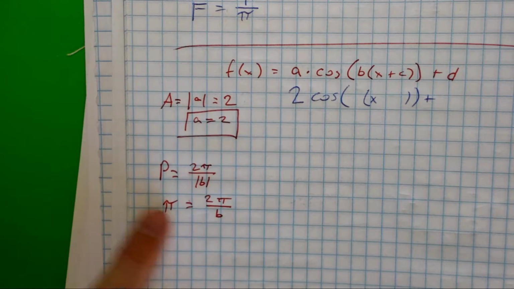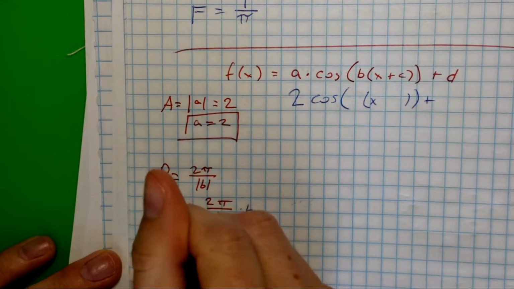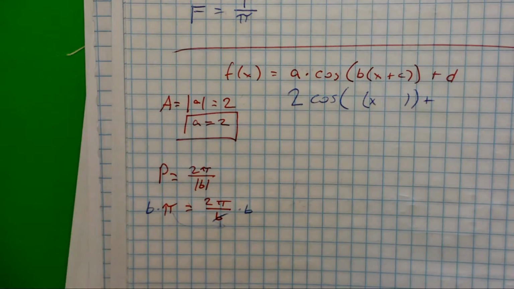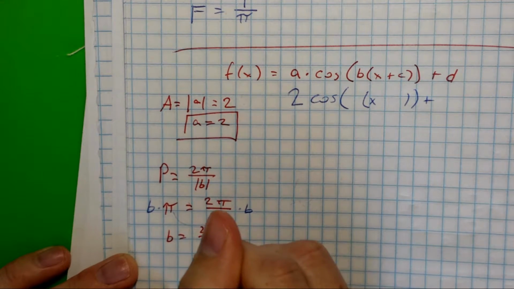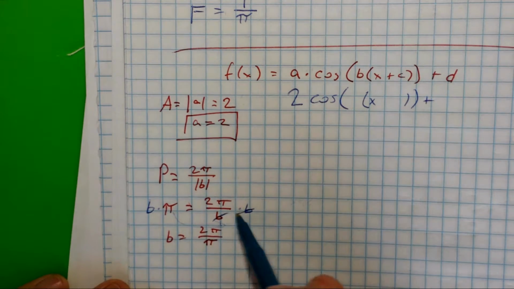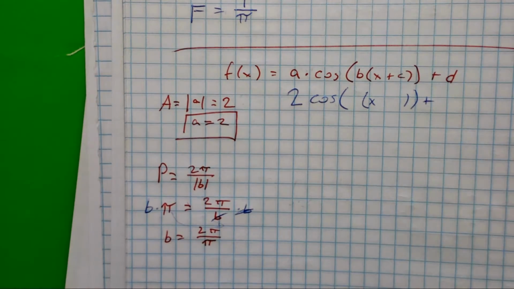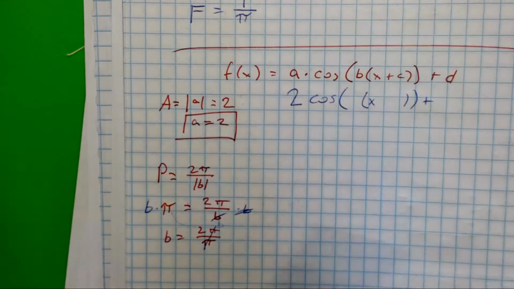Okay, so multiply the b over to this side, and then divide the pi over to that side. Yeah. So b would equal 2 pi divided by pi. Okay, everybody follow that. Multiply the b over to the left, and then divide the pi over to the right. They basically switch places. What's 2 pi divided by pi? Yeah, so b is just 2.